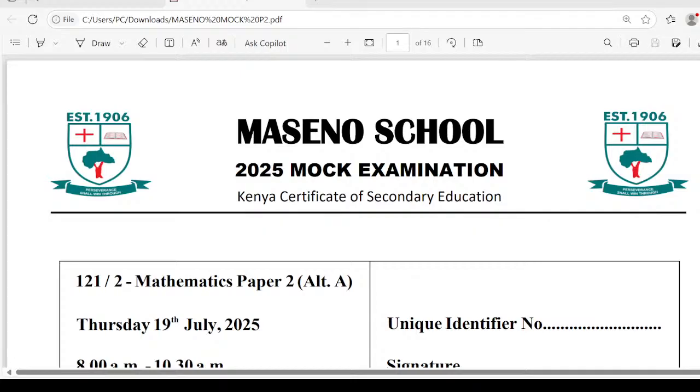This is a very good paper. I've gone through it and I've seen it's good to share it with you because it contains a lot that a student can learn from. I'm going to take you through this paper step by step.